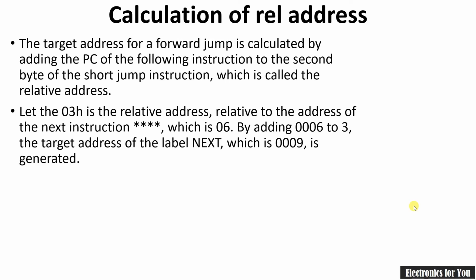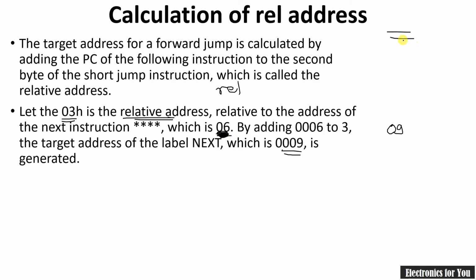Here is an example of the forward jump. For example, here 03H is the relative address. 03 is written instead of this REL, that is, the relative address, and the program counter has the value 06, the address of the next instruction. Now this 06 and 03 will get added, and the addition is 09. In this case 09 is the next address from this 6th location. The current position of the program counter was 6.